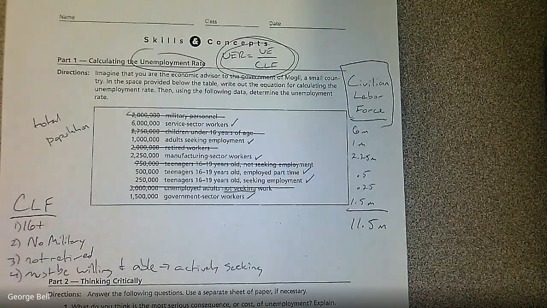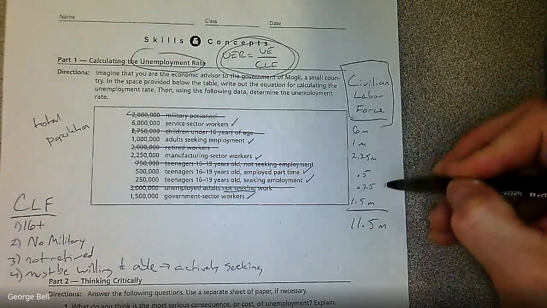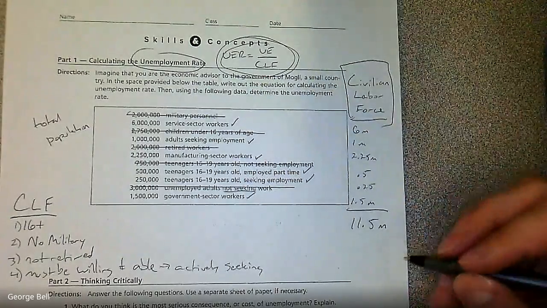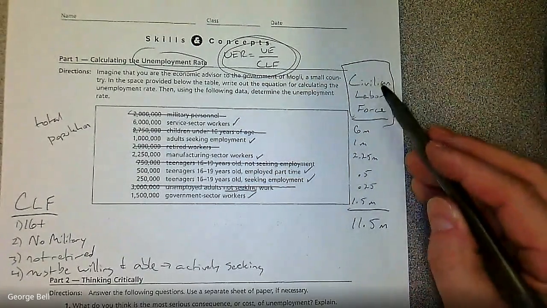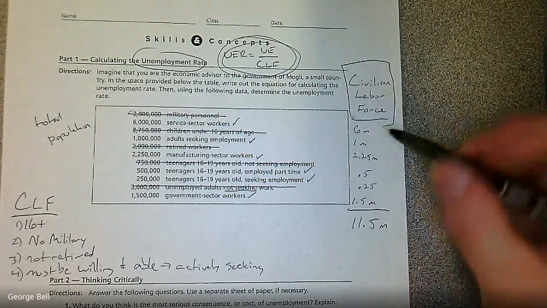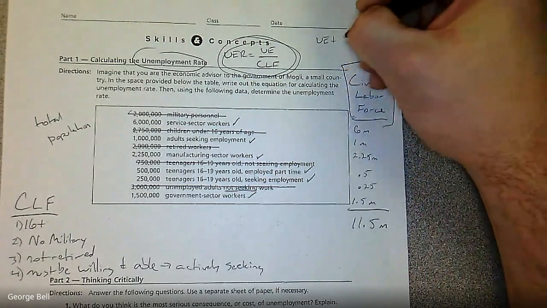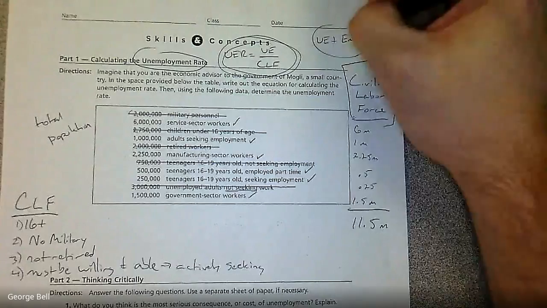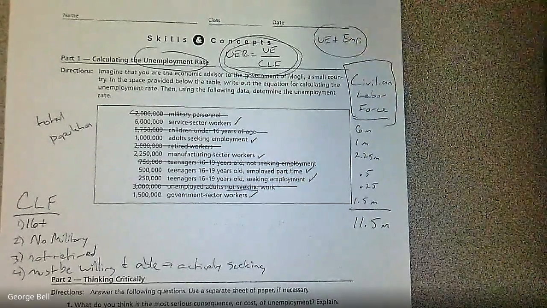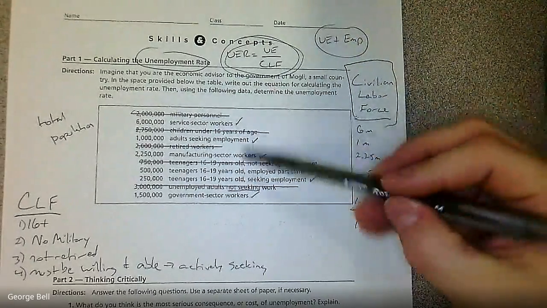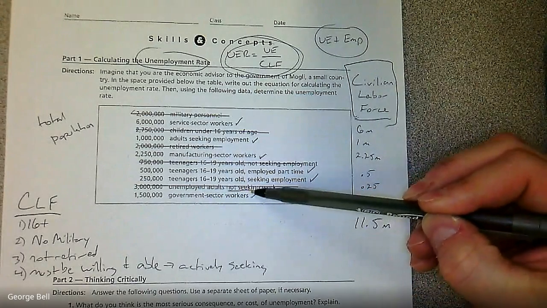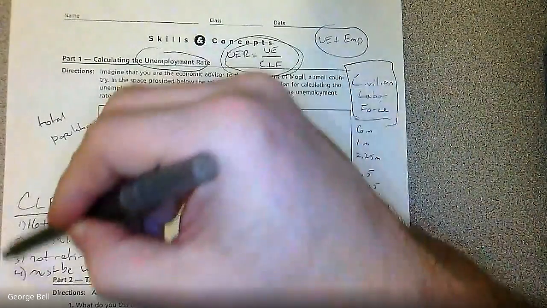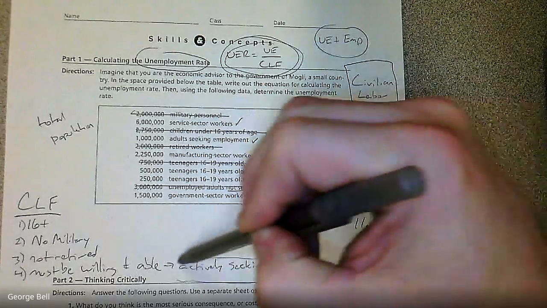So here's the next step. From this group, we have to find the unemployed. To be unemployed, you must be in the civilian labor force. Another way of calculating civilian labor force is number of unemployed plus employed. Unemployed plus employed equals civilian labor force. So these unemployed adults not seeking are not unemployed because they're not seeking. To be in the civilian labor force, you must be actively seeking.